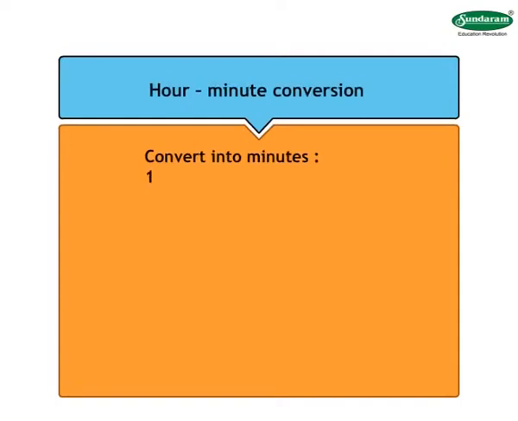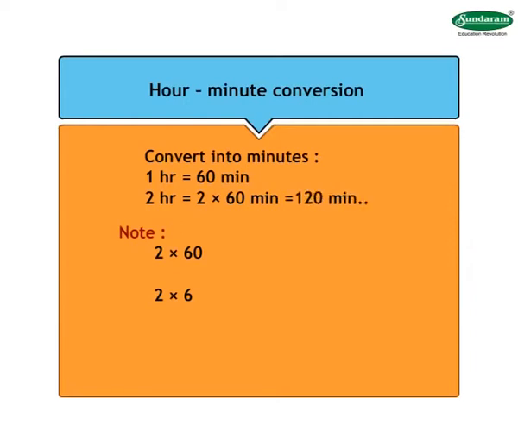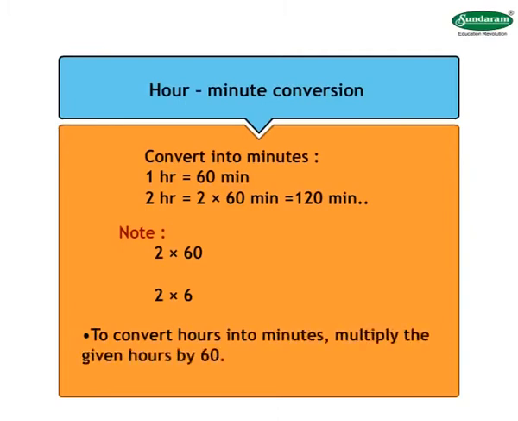As we know, 1 hour is equal to 60 minutes. Thus, 2 hours is equal to 2 into 60 minutes. To multiply 2 into 60, just multiply 2 into 6 is equal to 12. Then next to the product 12, place the 0 of 60. Thus, 2 into 60 minutes is equal to 120 minutes. To convert hours into minutes, multiply the given hours by 60.